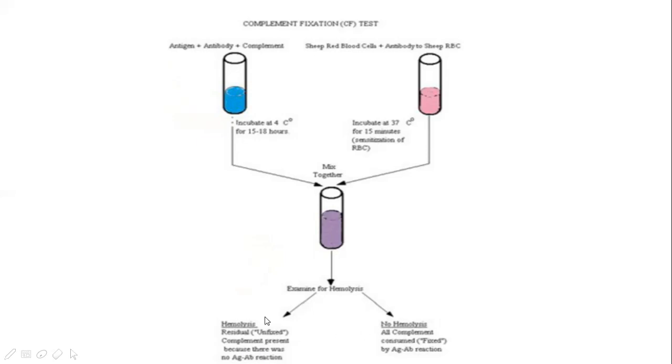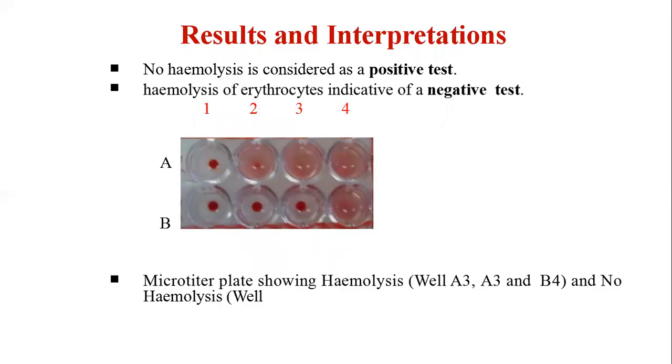If hemolysis is there, then we can say that the complement is unfixed, meaning the antibody is absent. And if there is no hemolysis, then we can say the complement is fixed and the antibody is present. Due to the antigen antibody complexation reaction along with the complement, the complement is fixed here. But when hemolysis occurs, we can say that the complement is free, interacting with the hemolytic system and actually causing hemolysis, due to the presence of free complement protein.